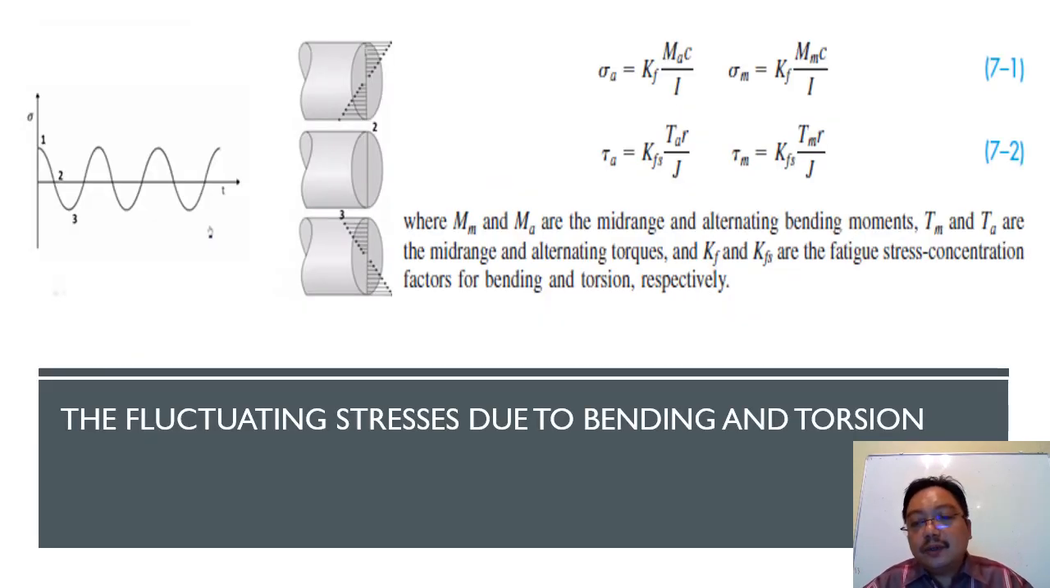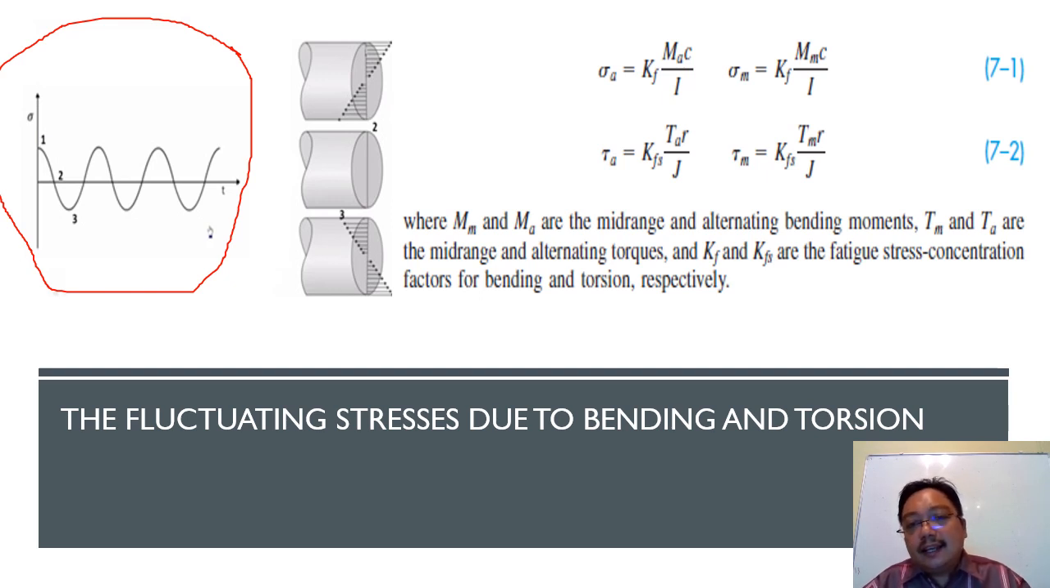Okay, what is a fluctuating stress? You see here in the sinus graph. Here the graph goes up, down like this, going up, going down, going up, going down. Here is presented a sinus graph. And the equation related to it is stress, where A represents alternating and M represents mid-range. Kf is the stress concentration factor. You will learn it in the next slide.